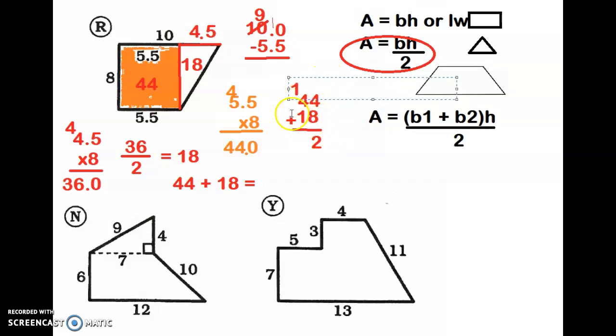So 4 plus 8 is 12. 1 plus 1 plus 4 is 6. So that's my answer, 62 units squared. Level 2, right? All right. That's our answer for this first one, R.